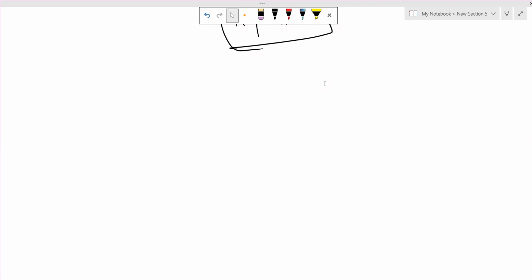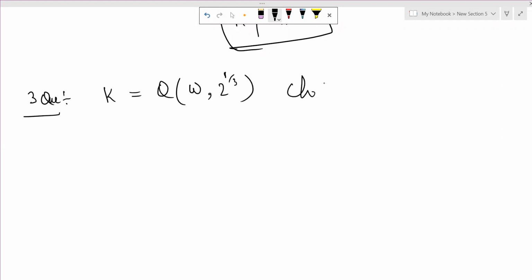If C is the field of complex numbers, Q the field of rational numbers, and K equals Q adjoined with omega and 2 to the power 1 by 3. Okay, so this is the interesting problem. These are the standard notations. So this is the third question. K is equal to Q adjoined with omega, comma, 2 to the power 1 by 3. Choose all correct statements.